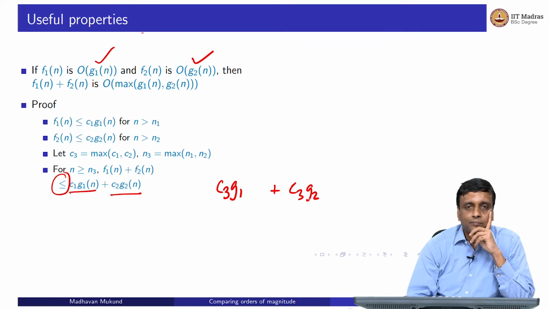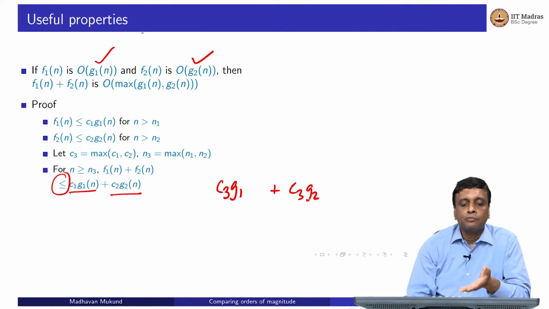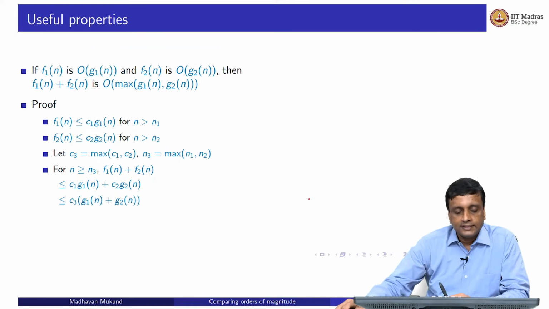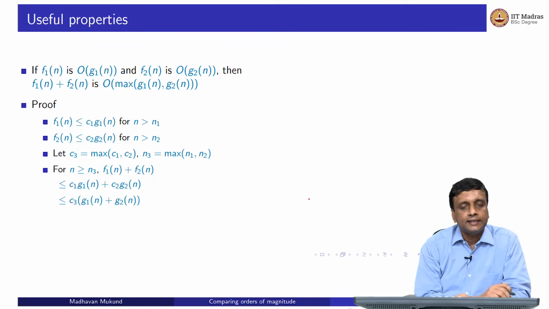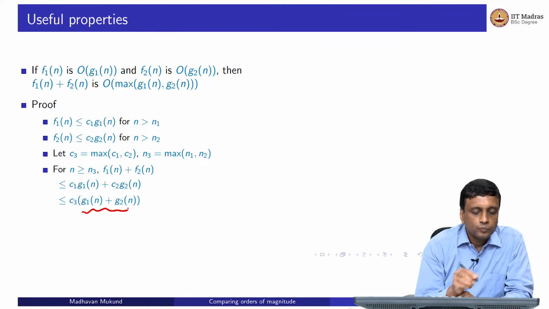This is also valid because if it is smaller than C1 times G1, it is smaller than C3 times G1, because C3 is even bigger than C1, same with C2. So if I take that C3 and then I collapse it, I get C3 times G1 plus G2, right. So I am just doing some simple algebraic manipulation here. So I have taken C3G1 plus C3G2 and collapsed it into C3 times G1 plus G2. Now I have this G1 plus G2, right.